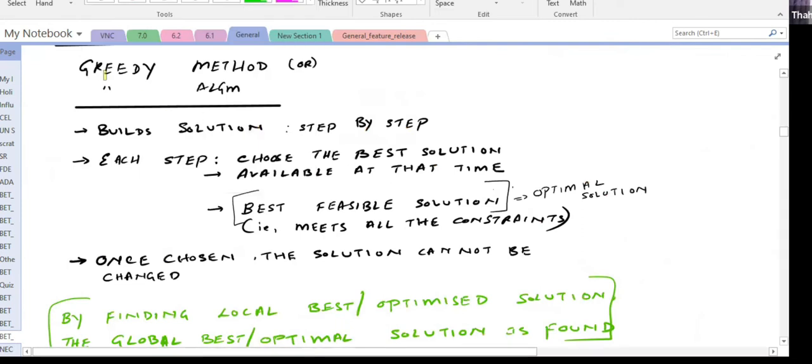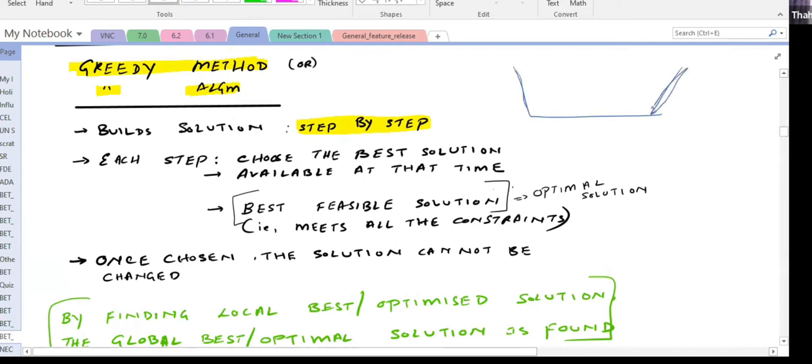So highlight this part. What does the greedy method or greedy algorithm do? It builds the solution step by step. One step at a time, it tries to build the solution. When I define this problem, you should start imagining your trolley. Keep the trolley use case in your mind.